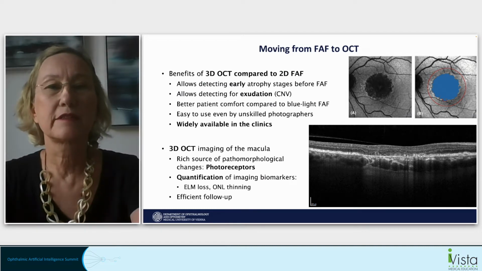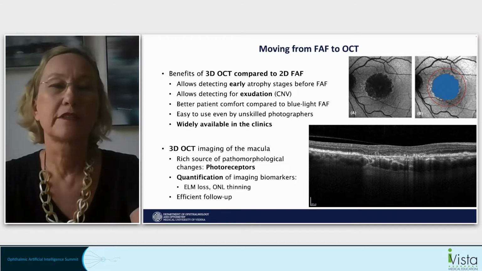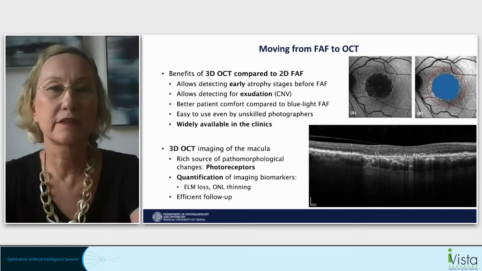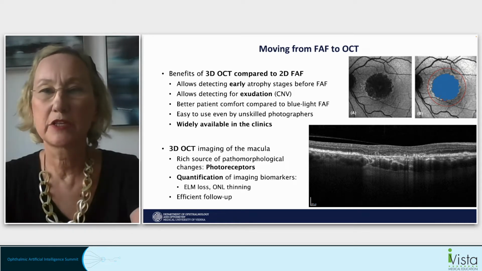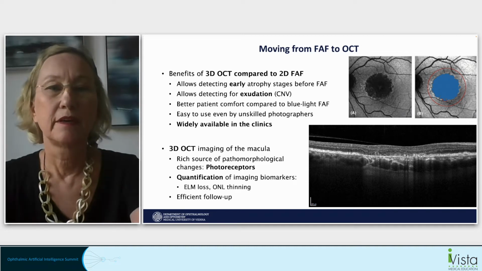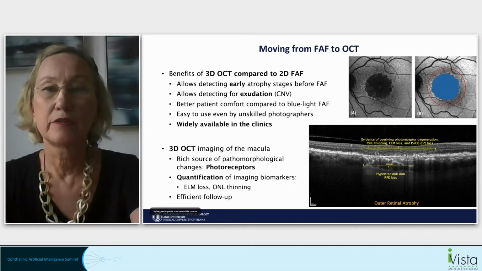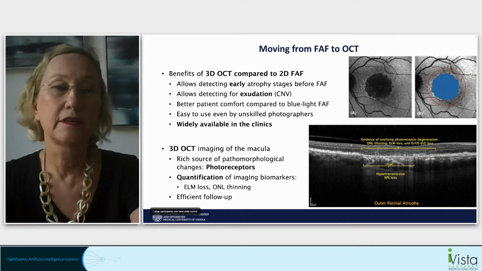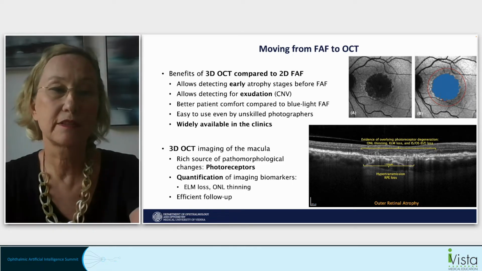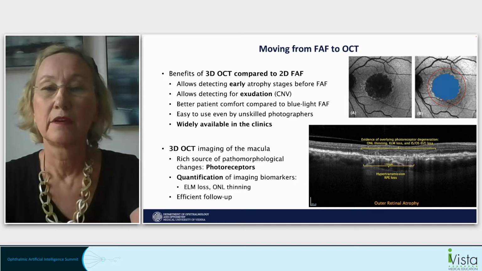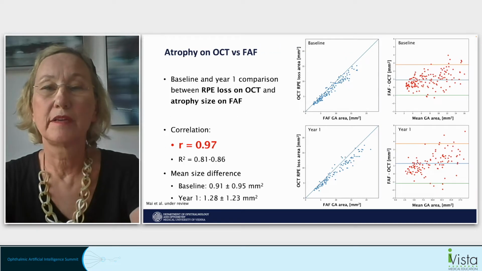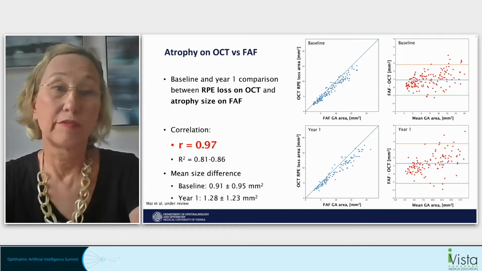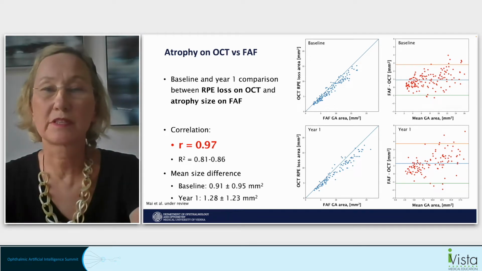Fundus autofluorescence is a 2D method that has some disadvantages. Among others, it does not easily show early stages, it does not show exudation, and as a method, it is not widely available in the clinic. While 3D imaging using OCT allows an in-depth insight into the neurosensory layers, particularly the photoreceptor layer, but also others like ELM and ONL thinning. So it appears to be an ideal method for evaluation of disease activity and therapeutic response.